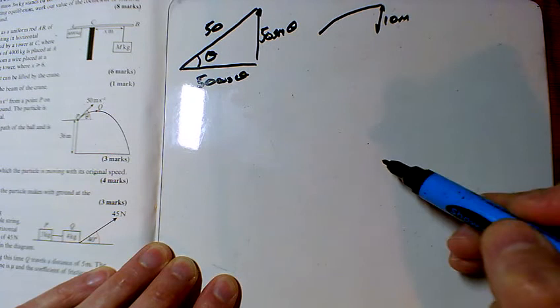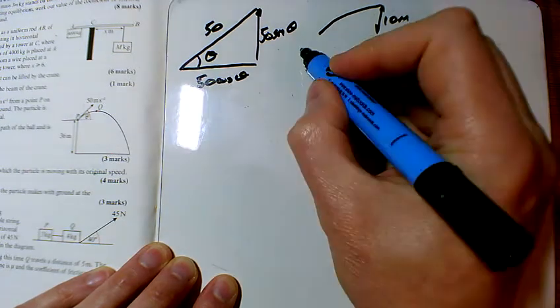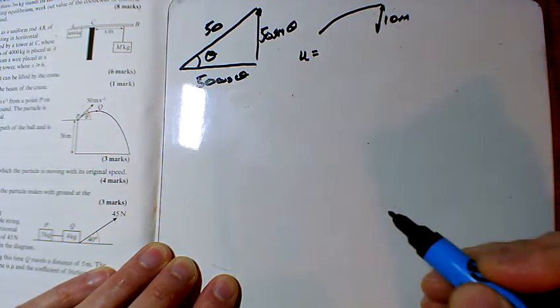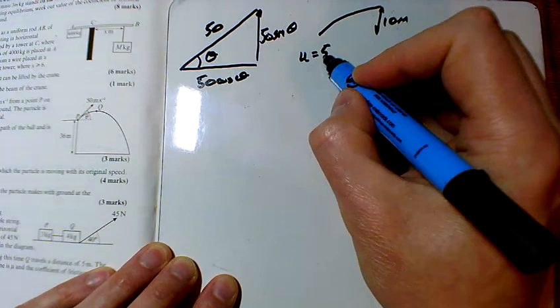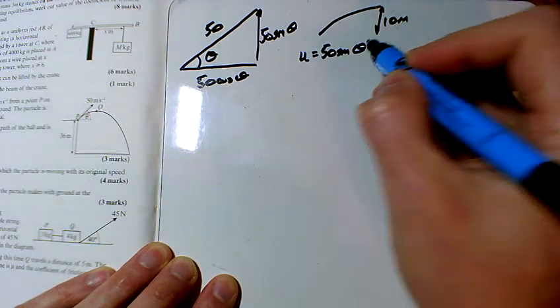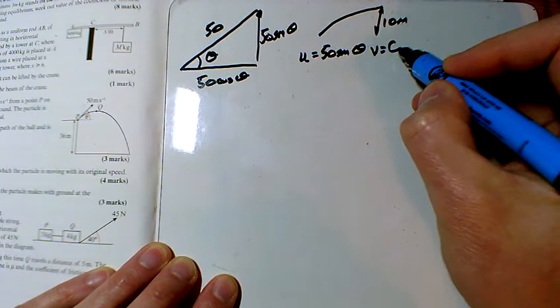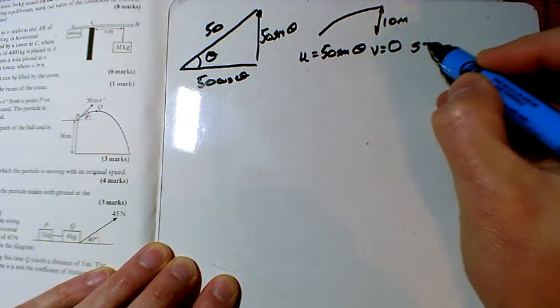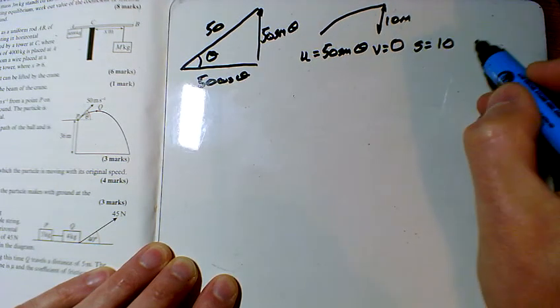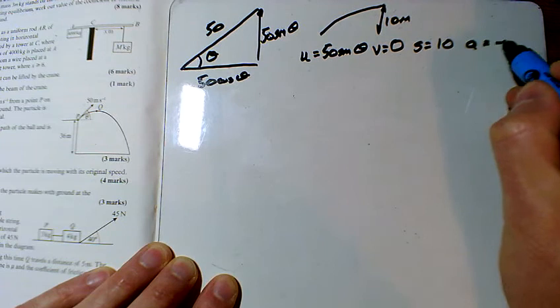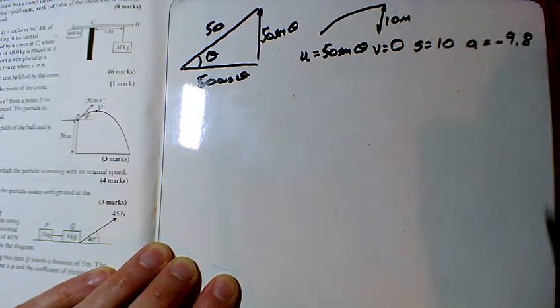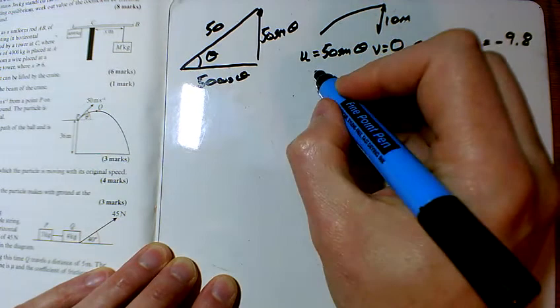Not going to worry about the 36 to begin with. So let's look at this vertically. u is 50 sine theta. The velocity v at the highest point there is 0. s is that 10 meters, and the acceleration is minus 9.8 due to gravity. Minus because it's going downwards and everything else is upwards.